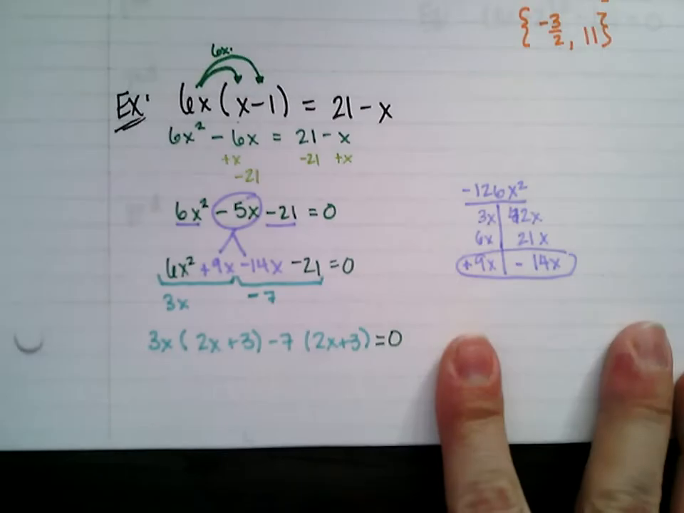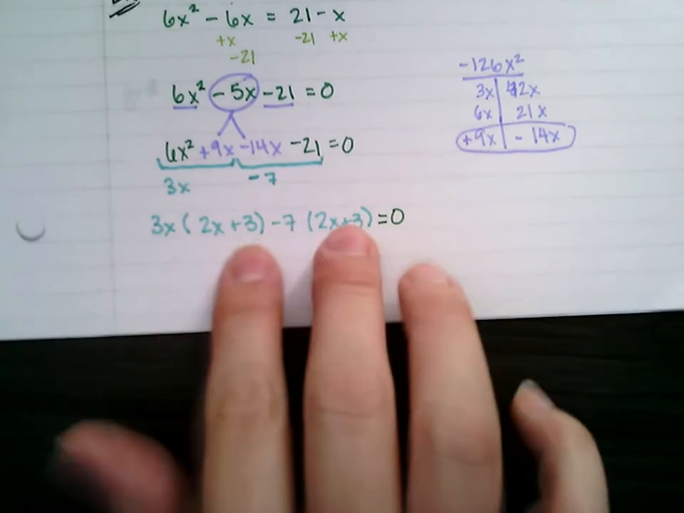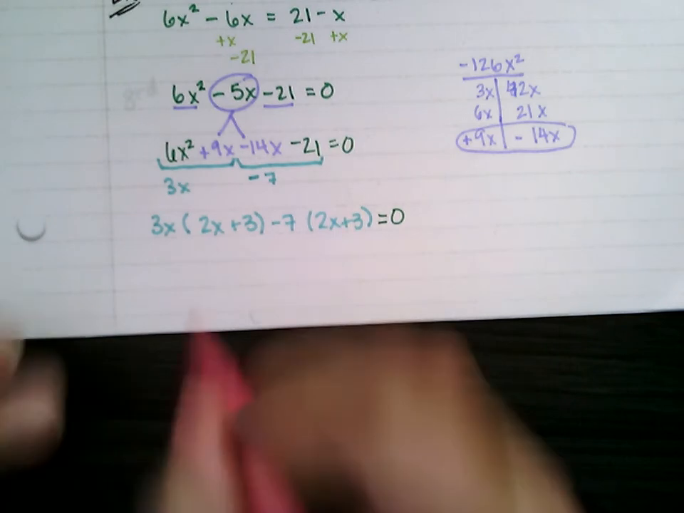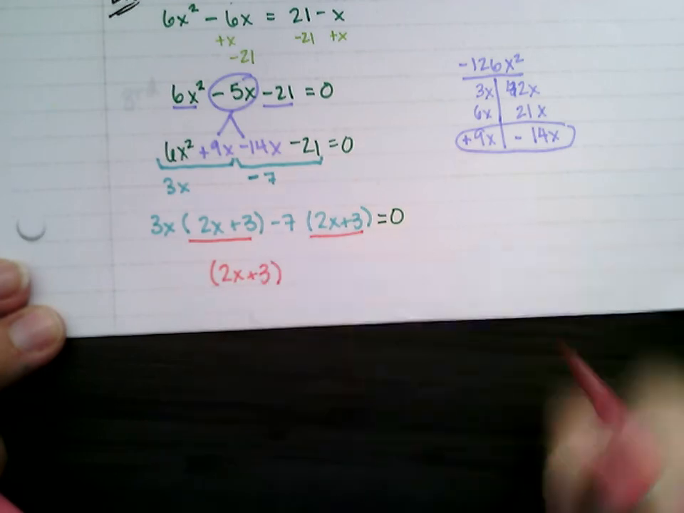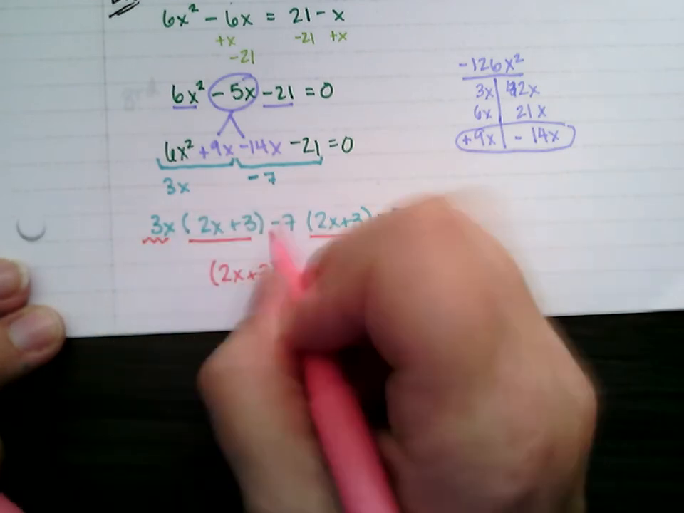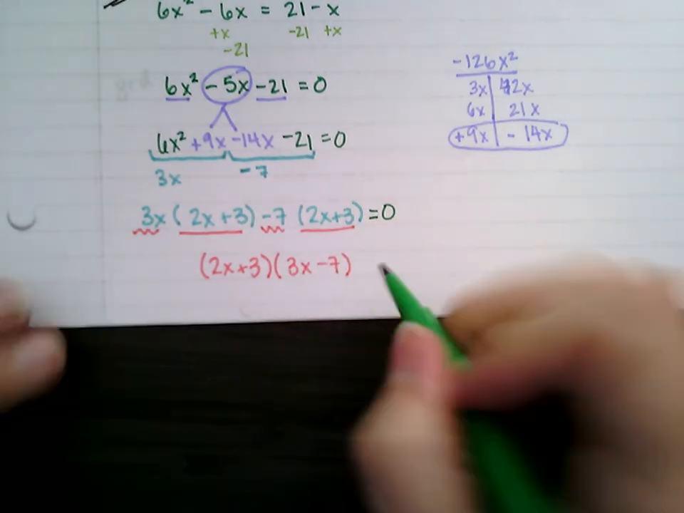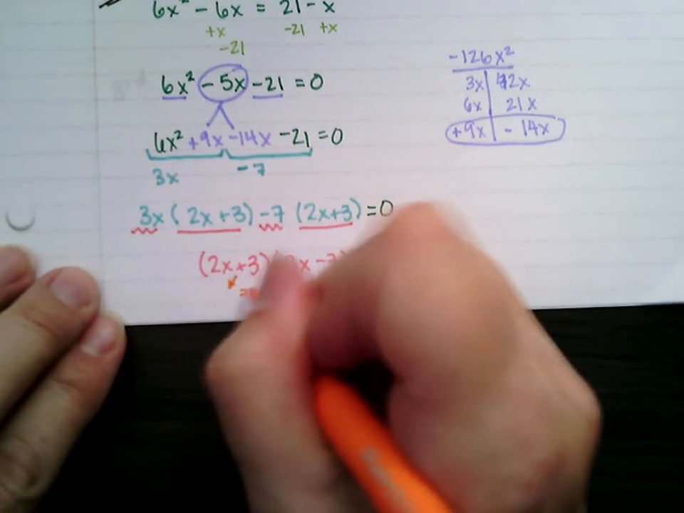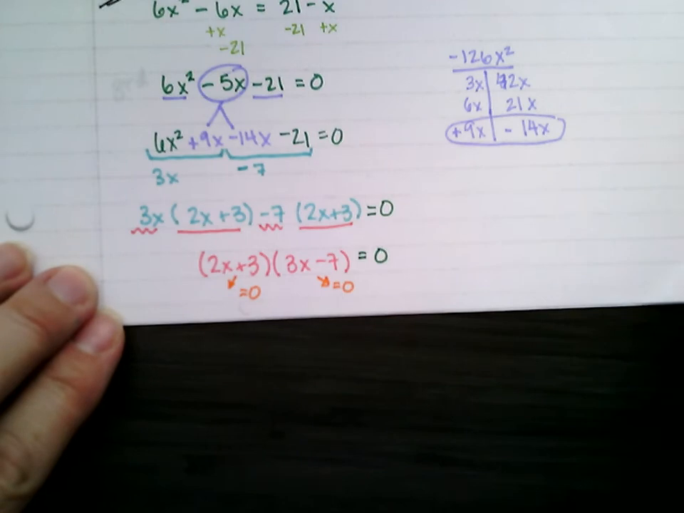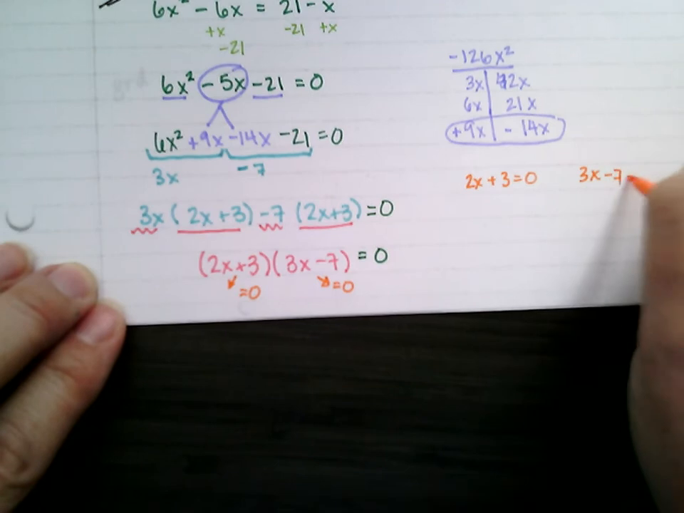Then we are going to pull out the GCF from each into one parenthesis and the common parenthesis into the other parenthesis. So one parenthesis is going to be this common parenthesis of 2x plus 3. The other parenthesis is going to be the GCFs of 3x minus 7, still equaling 0. And then we move on to the zero product property. So we set each of these equal to 0 and then solve. So we got 2x plus 3 equals 0, 3x minus 7 equals 0.